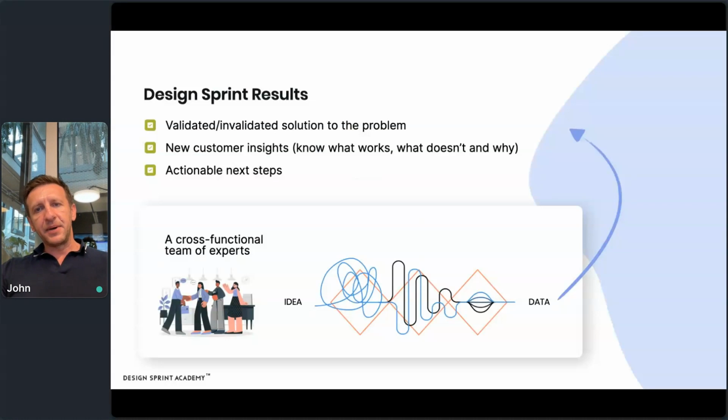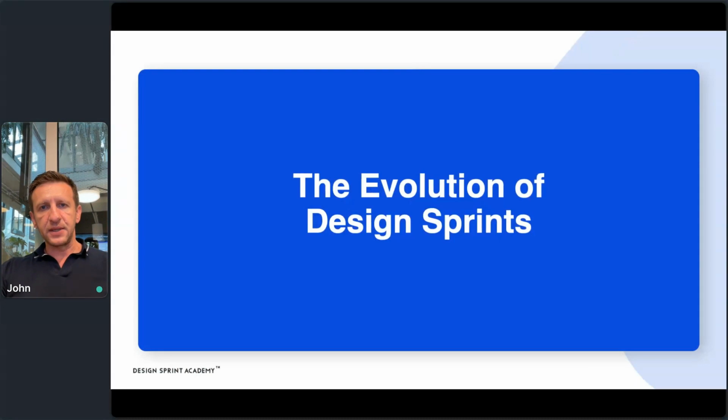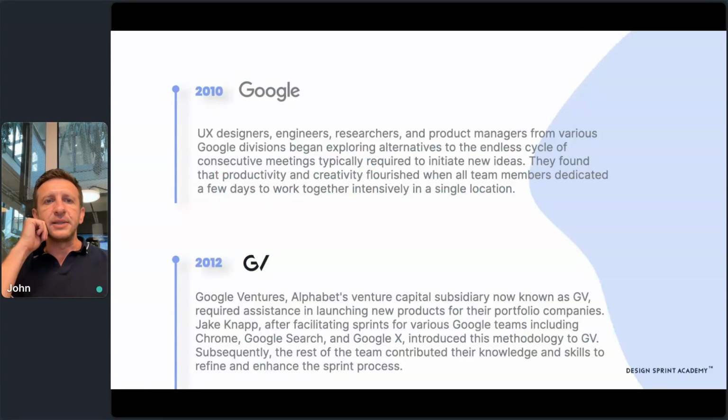Now I want to talk a little bit about the evolution of design sprints. They appeared at Google in 2010 when people were trying to break from these endless cycles of meetings when launching a new project or a new idea. And then they found that really good things happen if we get people in a room where they can focus uninterrupted, and they can work on a single thing at a time.